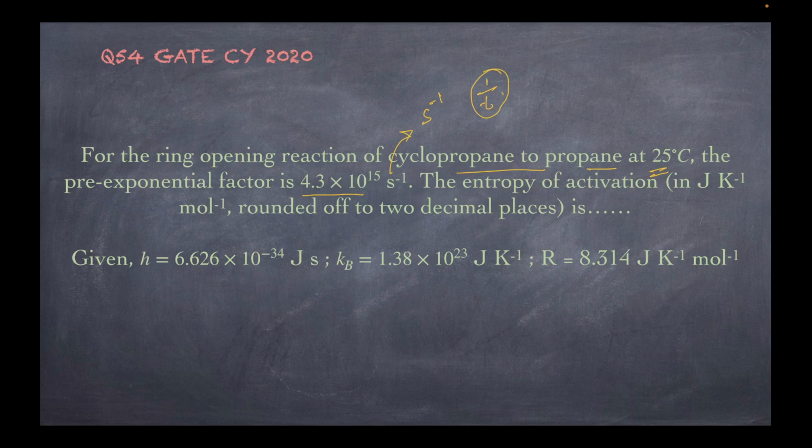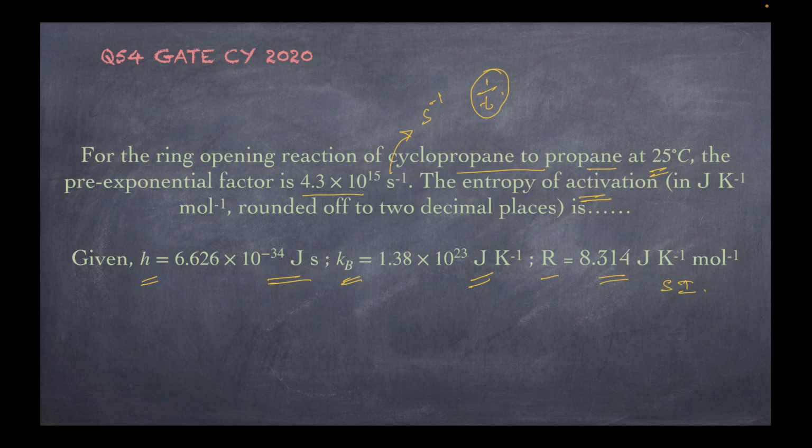So this is important actually. We have to find the entropy of activation, in joule Kelvin inverse mole inverse. The Planck constant h is given as 6.66 times 10 to the minus 34 joule second. The Boltzmann constant kB is also given, 1.38 times 10 to the power minus 23 joule Kelvin inverse. And the universal gas constant R is also given, 8.314 joule Kelvin inverse mole inverse, in SI units.